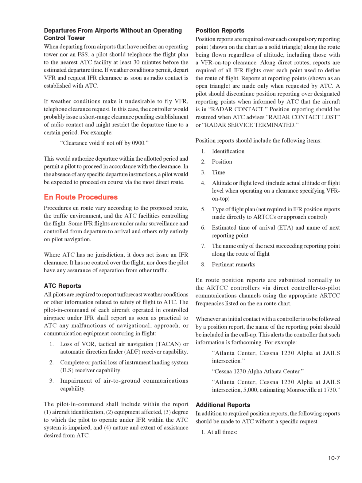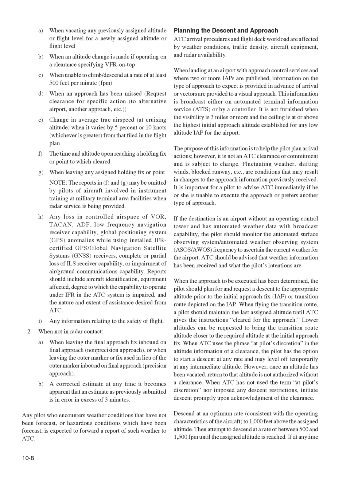Additional reports. In addition to required position reports, the following reports should be made to ATC without a specific request. 1. At all times. A. When vacating any previously assigned altitude or flight level for a newly assigned altitude or flight level. B. When an altitude change is made if operating on a clearance specifying VFR on top. C. When unable to climb or descend at a rate of at least 500 feet per minute, FPM. D. When an approach has been missed, request clearance for specific action, to alternative airport, another approach, etc.